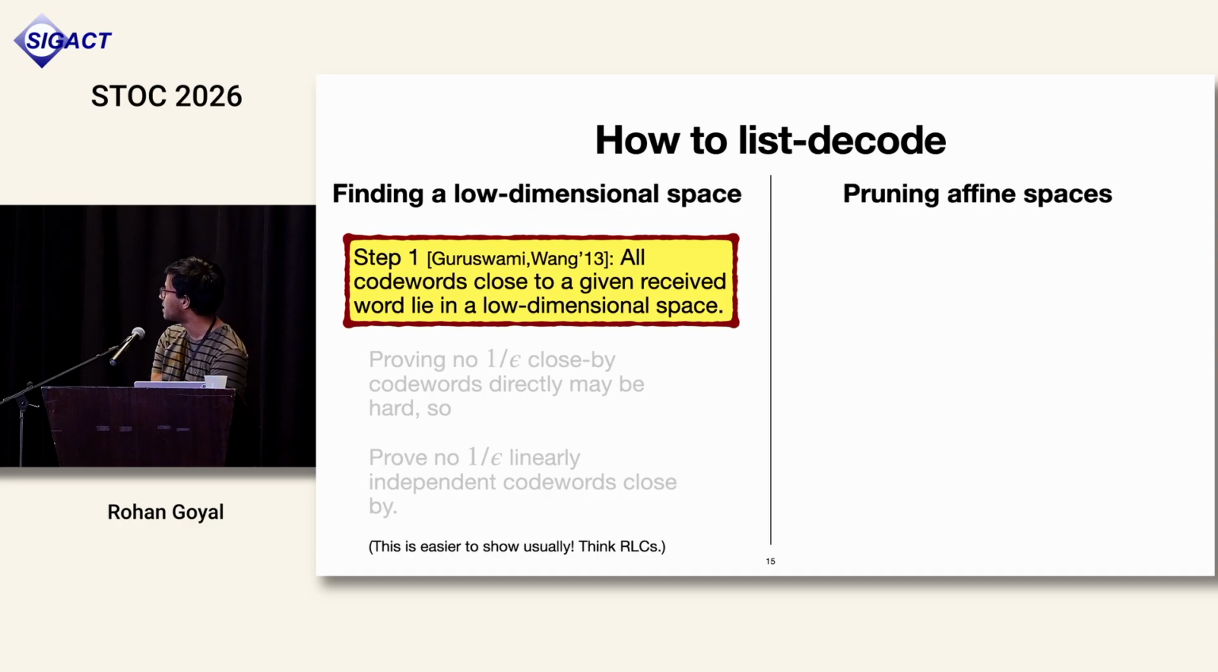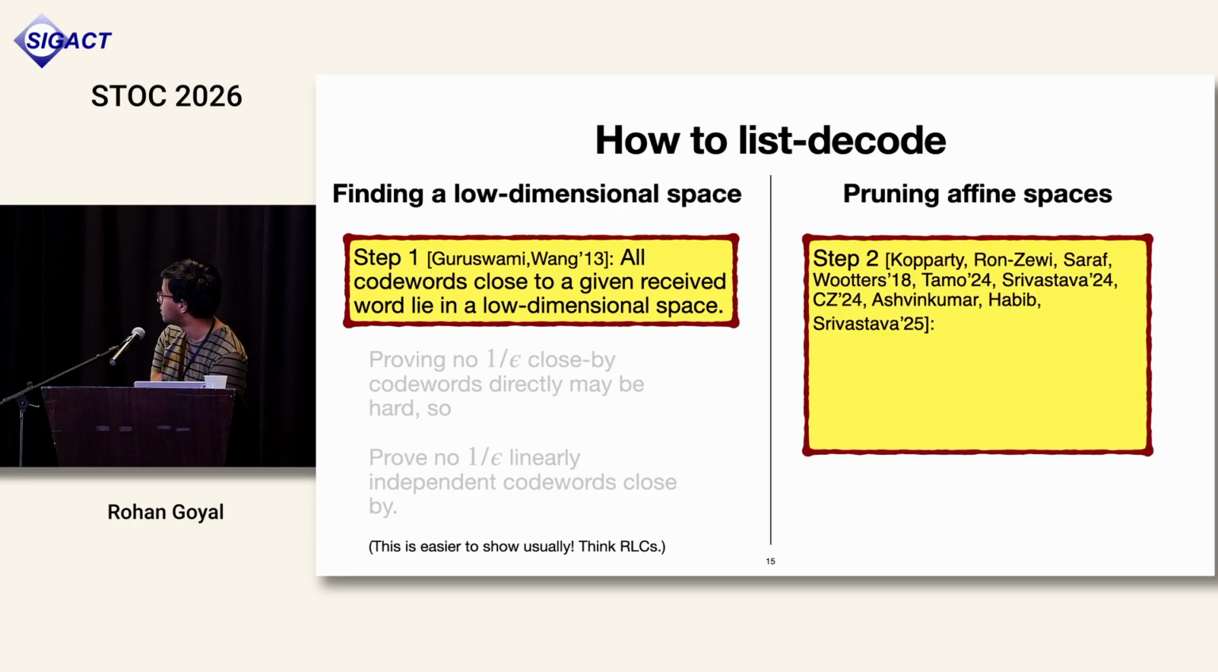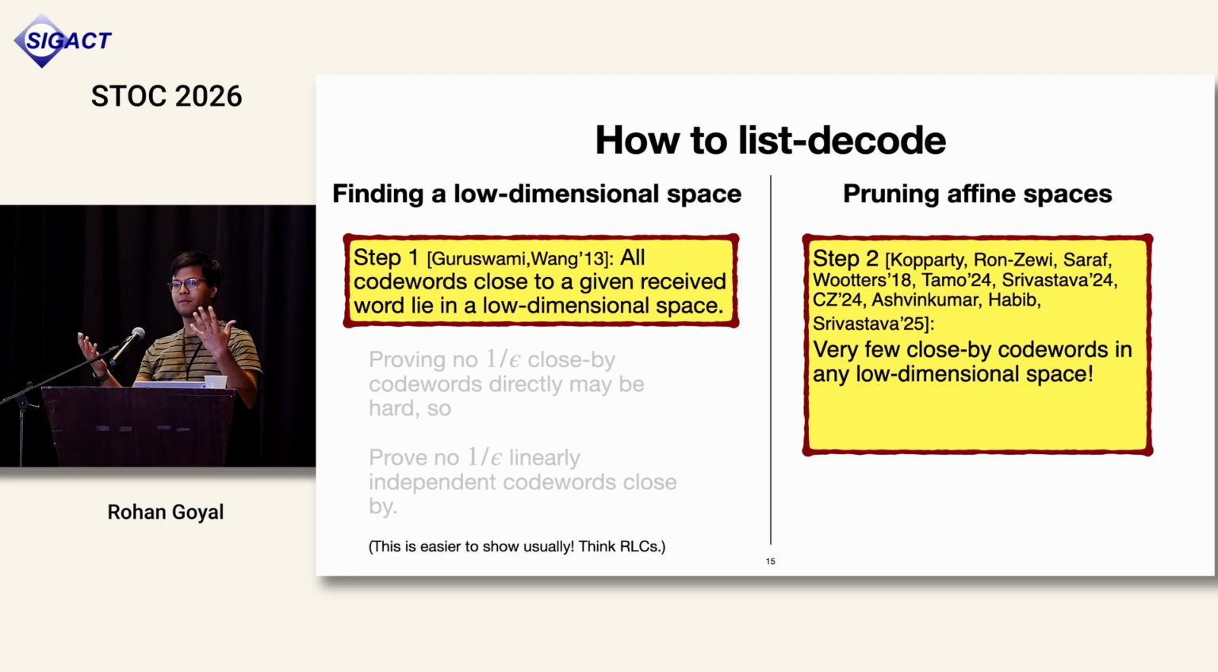So this is usually easy. And the second step is a pruning step. In a long line of work, they have shown that once you give me a low dimensional space, I can show that inside any low dimensional space, there are very few things close to a code word. So there is a statement that you can prove of this sort for all linear codes.